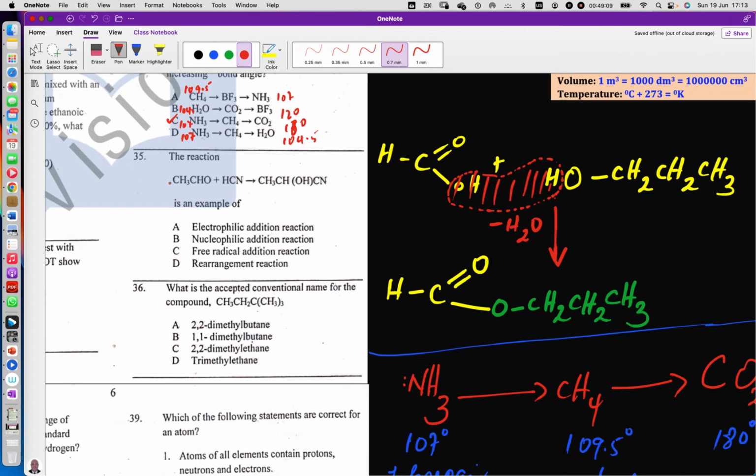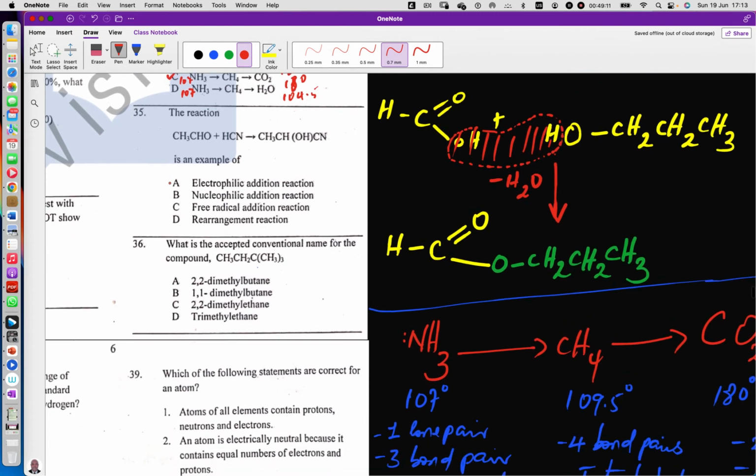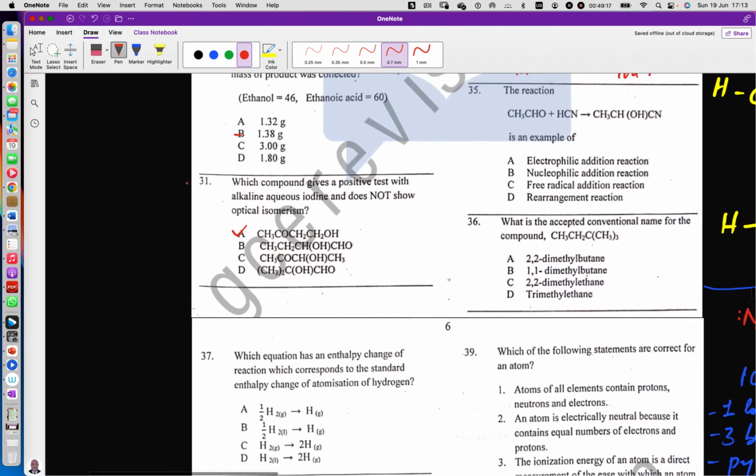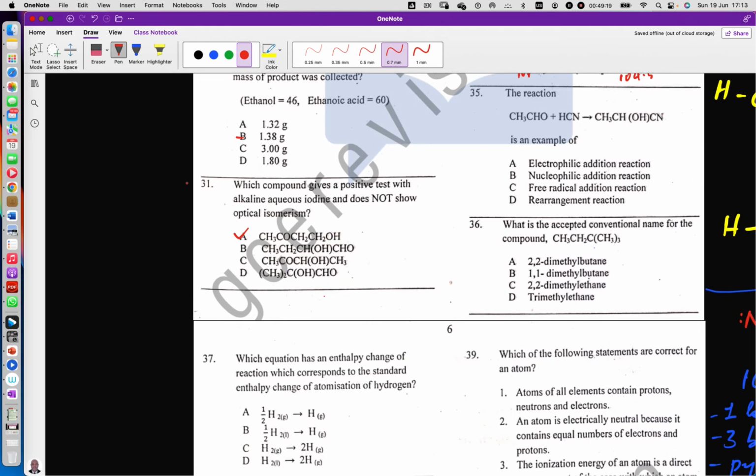Question number 35. We will have something like this. The reaction: ethanal, this is an aldehyde, plus hydrogen cyanide will give what? We'll call it 2-hydroxypropanenitrile. It is 2-hydroxypropanenitrile because this is the first carbon, this is the second carbon, and this is the third carbon.